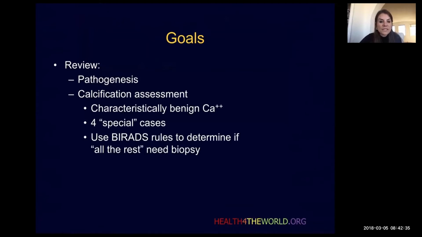So in this lecture, we've gone over the pathogenesis of breast calcifications. What are they, where are they, and why we care about them. We've gone over how we can use a logical approach to evaluating all calcifications in the breast and coming to an appropriate assessment and management. We reviewed a long list of characteristically benign calcifications that don't require biopsy, four special cases, and how we can use BI-RADS rules to determine if all the rest need biopsy.